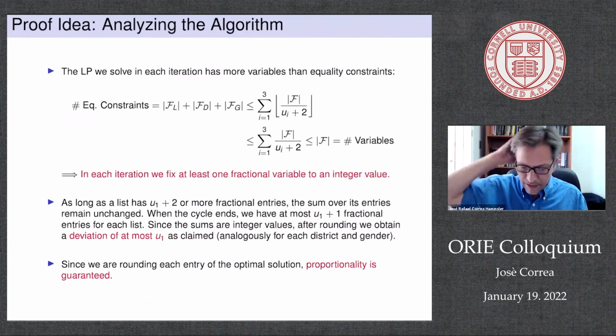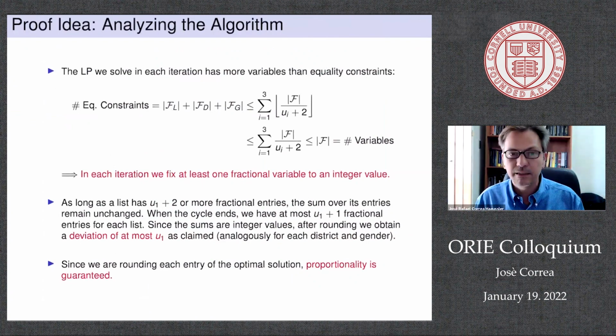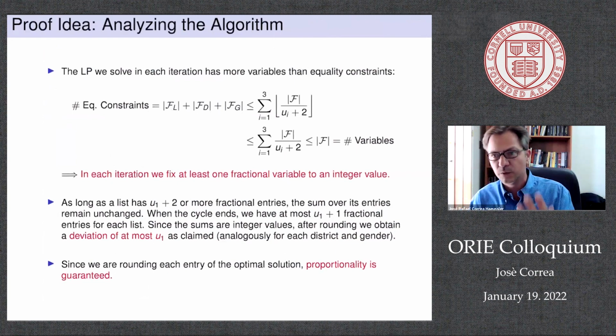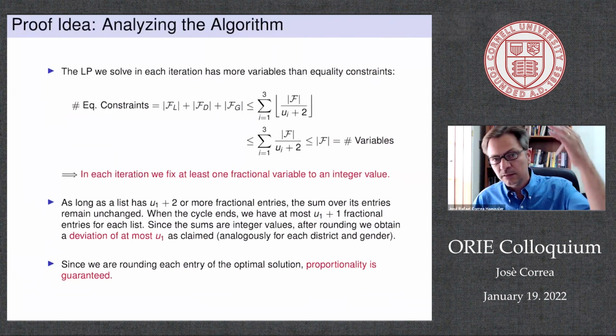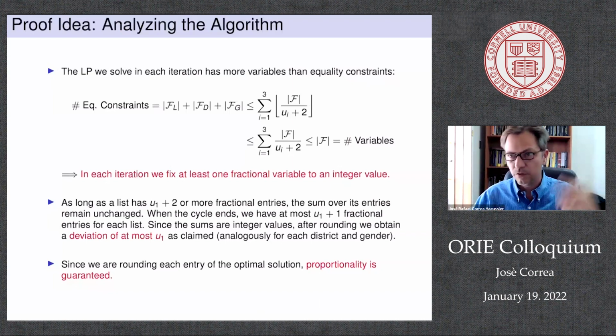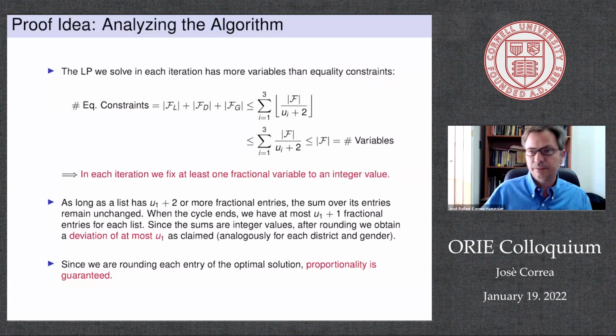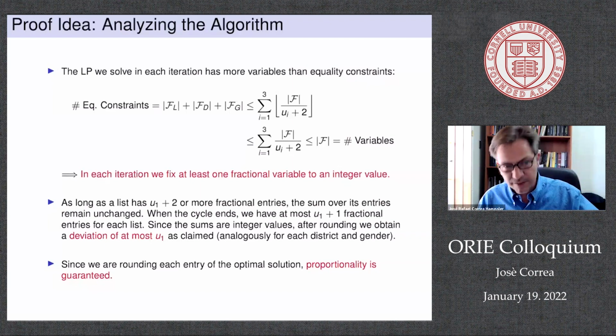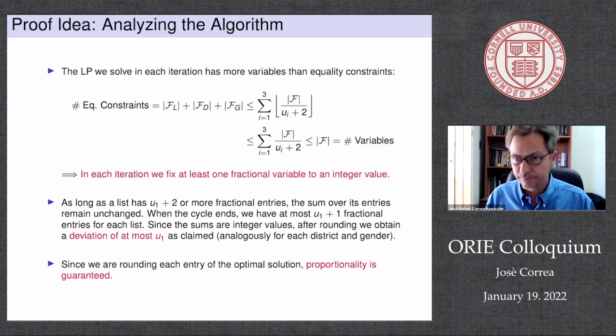So why do you have more variables than constraints? It's the typical pigeonhole principle argument. How many constraints do you have? The number of lists in your set with more than U1 plus 2 fractional entries, plus the number of districts, plus the number of genders with this property. By the pigeonhole principle, each of these is not more than the number of fractional entries divided by the corresponding deviation plus 2, which was your condition to enter the set. And this is at most the number of variables. Cool. So in each iteration, you fix at least one variable, and we're done.